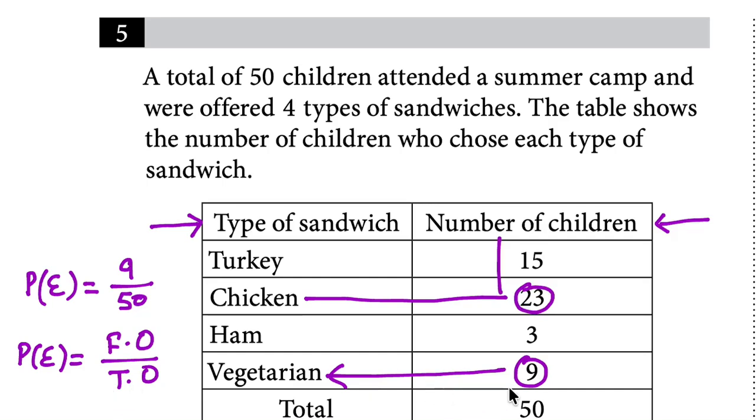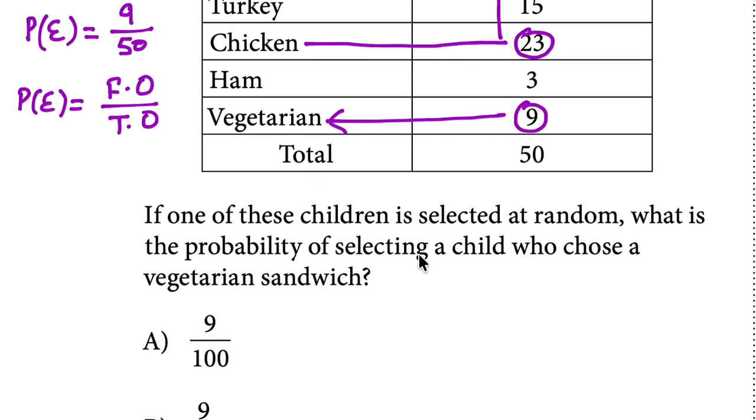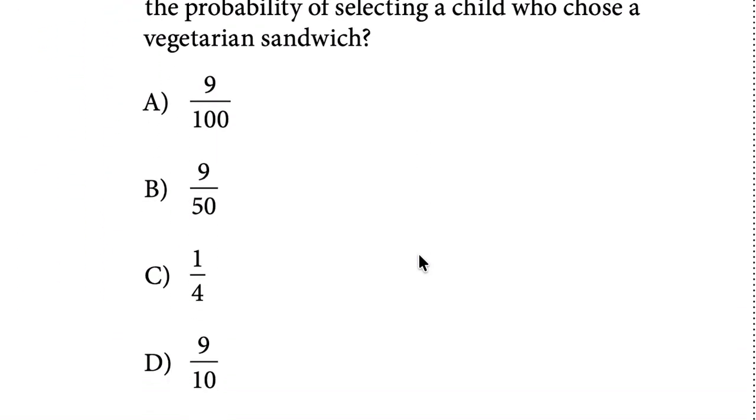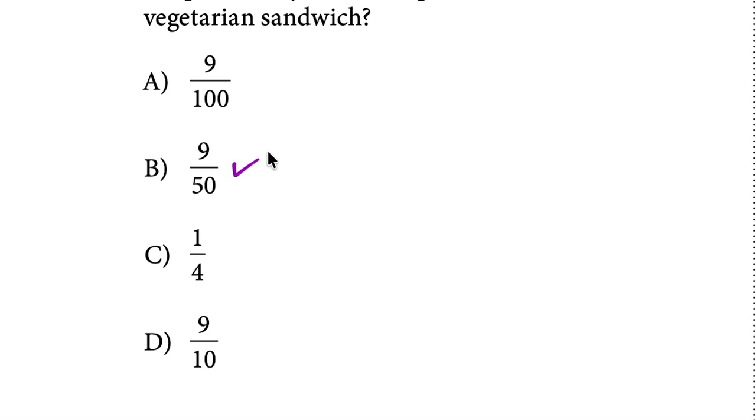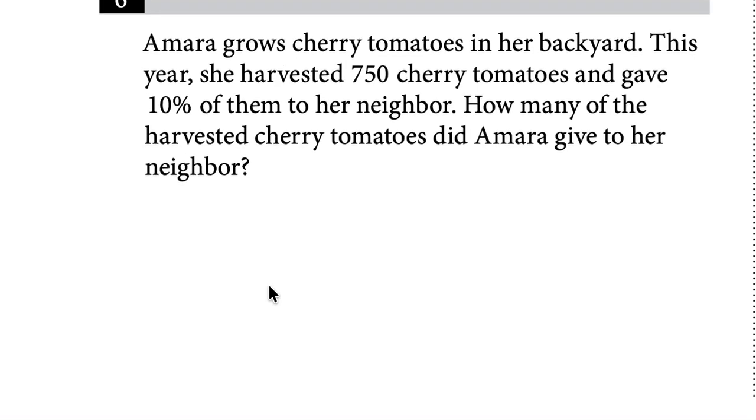What are the outcomes here? Number of children. So what is the total number of children? 50. And what are the favorable outcomes for which we are talking about, right? So here we are talking about the children who prefer vegetarian sandwiches. This is our question. So total is 50 and 9 are who prefer vegetarian sandwiches. Okay, let's come to the next one.